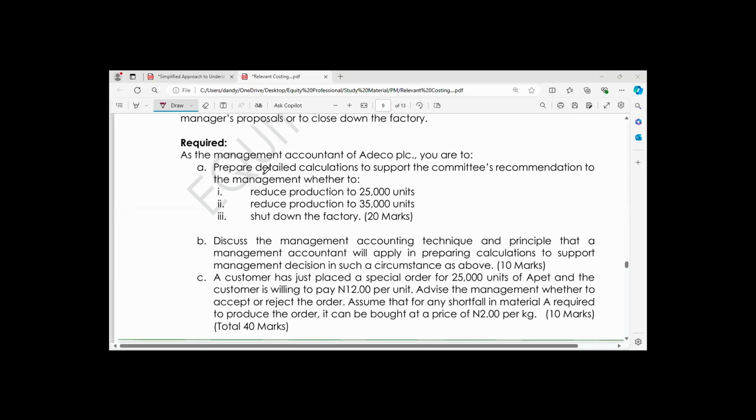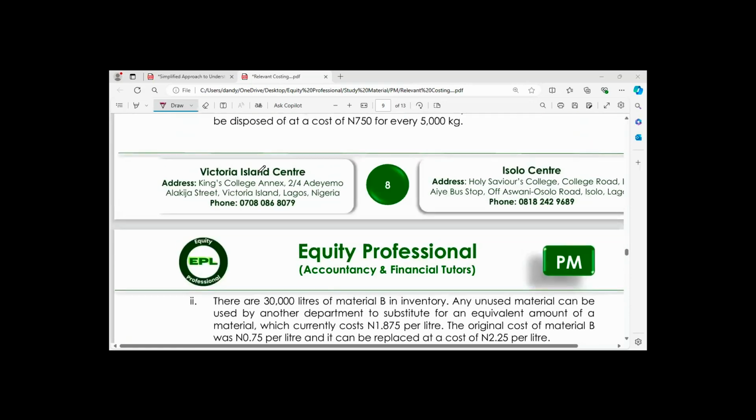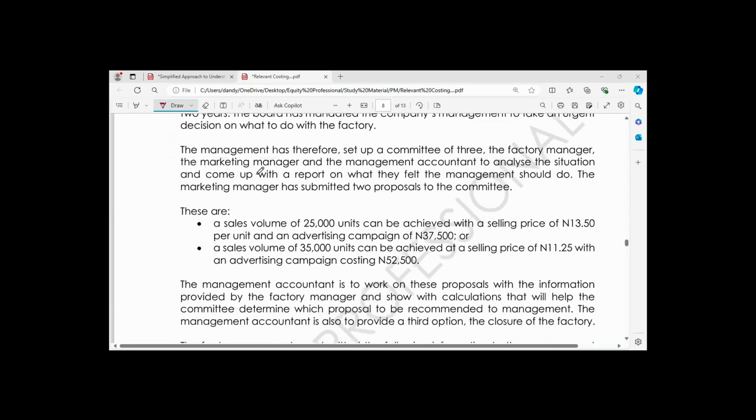It could be relevant cost. It could be operating statements. It could be anything. However, the body of the question, the direction of the question, will tell me what the examiner wants me to do. So you will see that when Joy was reading the question, we were given sales volume. We're also given selling price.